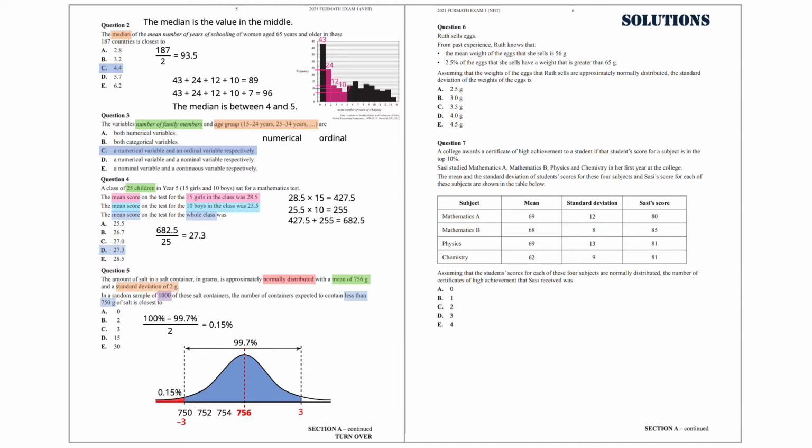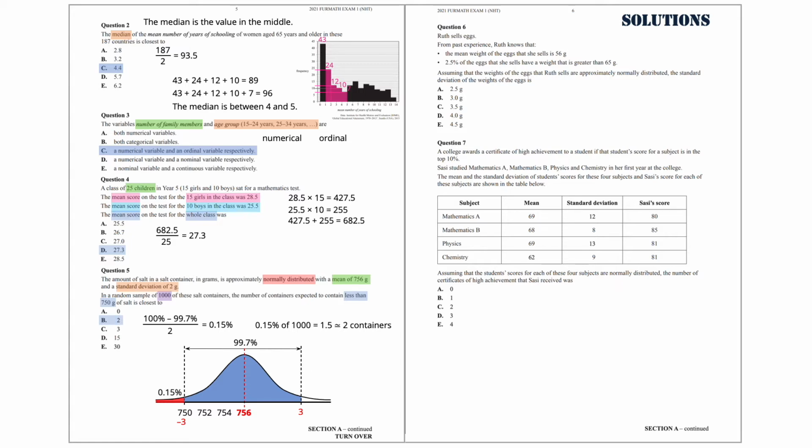Remember that the question is asking for the number of containers in the random sample of 1,000. So 0.15% of 1,000 is equal to 1.5, which is approximately 2 containers. So the answer to this question is option B.